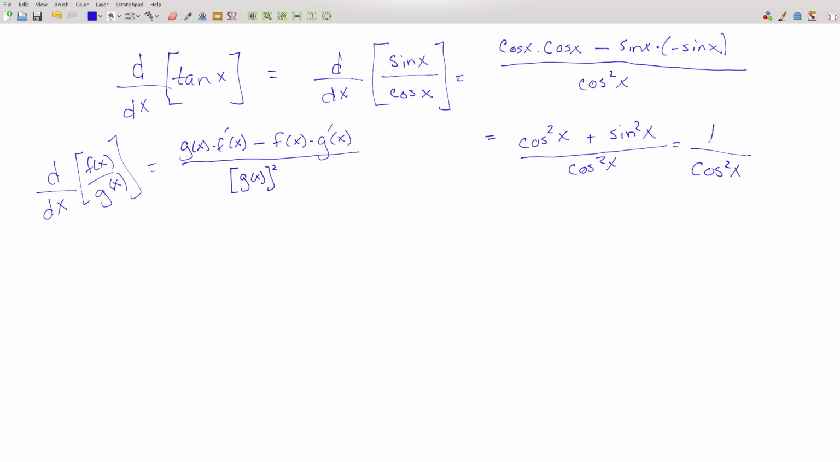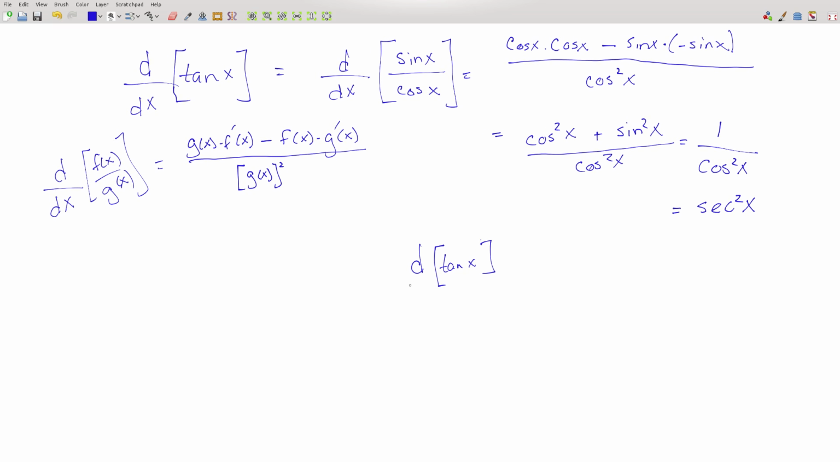Of course, 1 over a cosine of x is a secant. So 1 over cosine squared x is the secant squared x. So the derivative of the tangent of x is equal to the secant squared x. We'll put that result right here: the derivative of the tangent of x is equal to secant squared x.